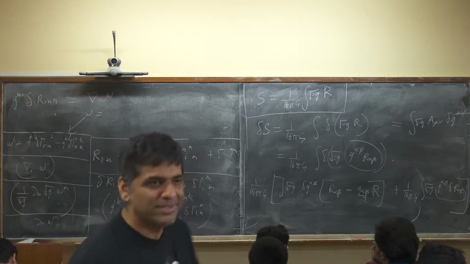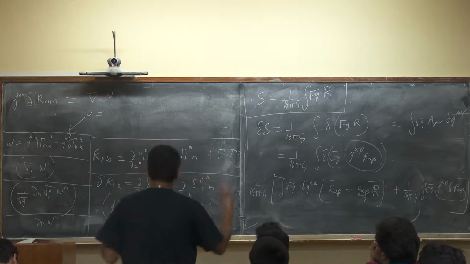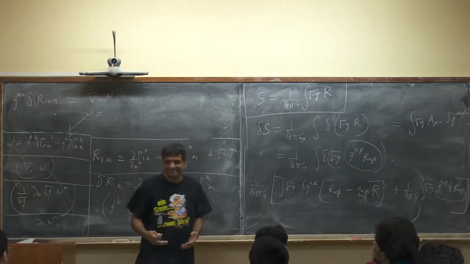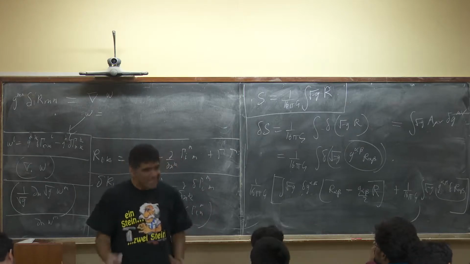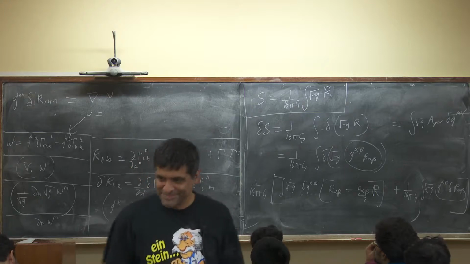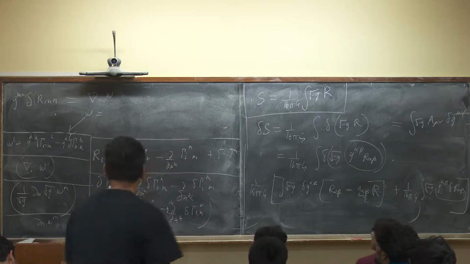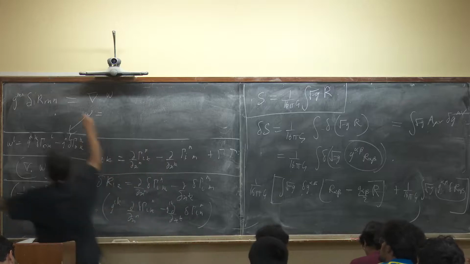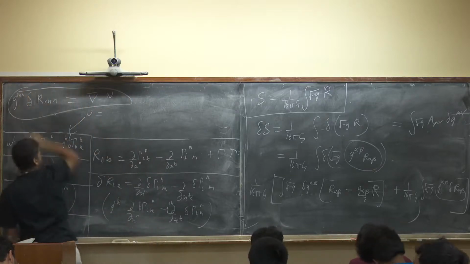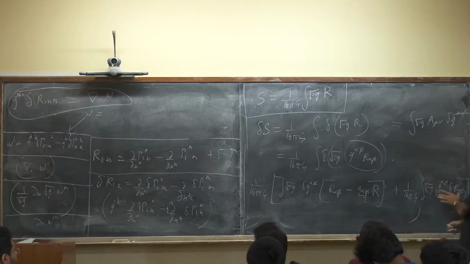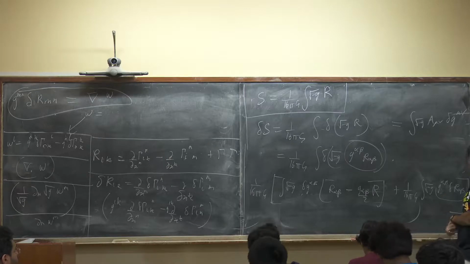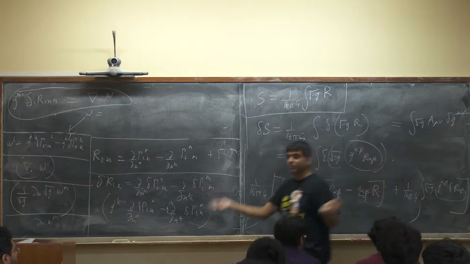So if you were not scared of algebra, you don't need to work in this particular coordinate system. You can just do the algebra and check that this is true. It's true. We've given an argument, but it's been more seriously checked as well. The first thing to say about this is that this is a total derivative. Because it's a total derivative, it can be integrated to the boundary.